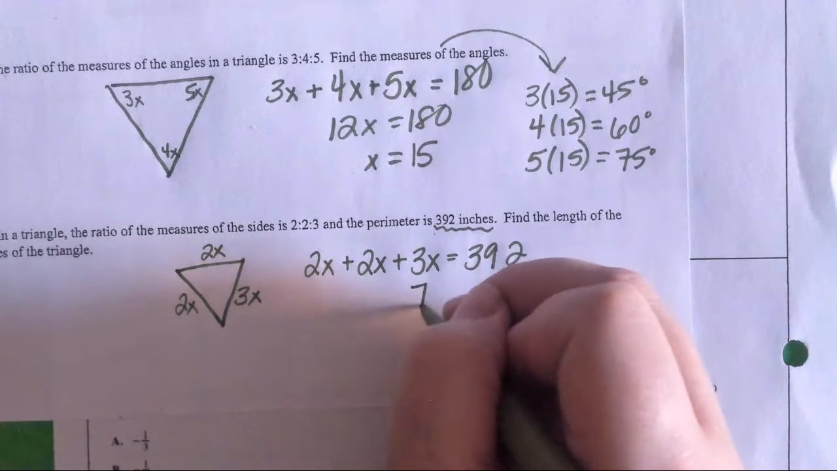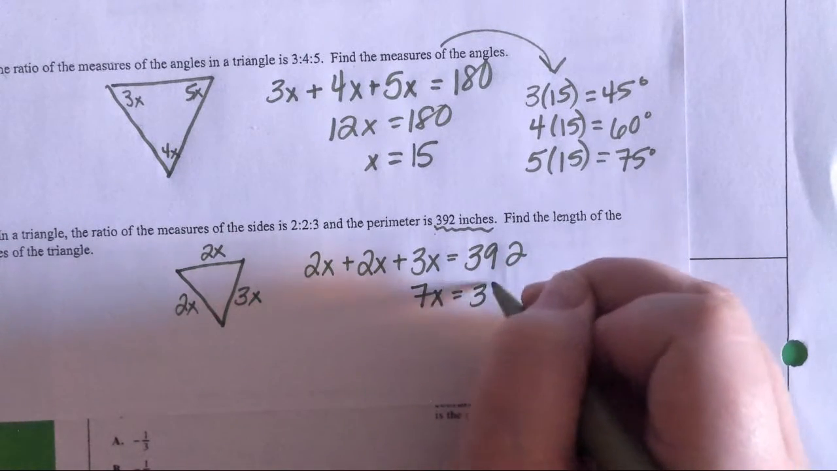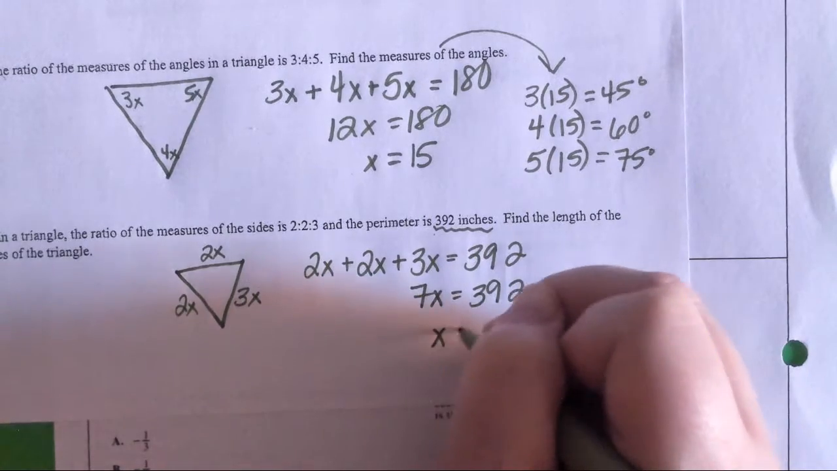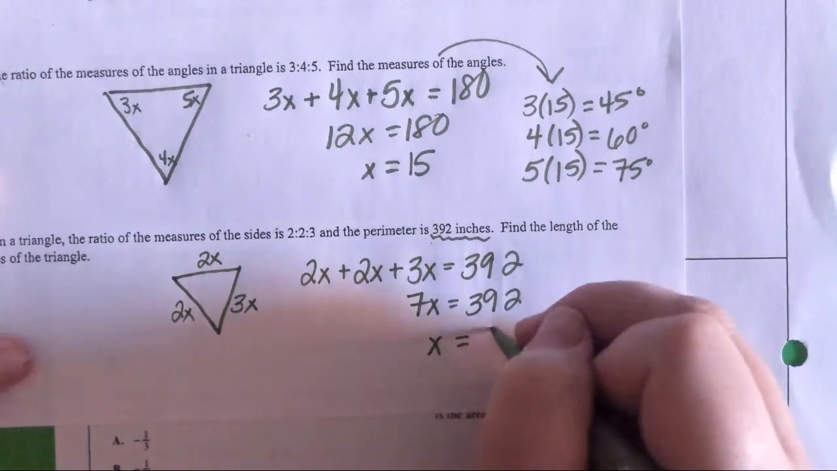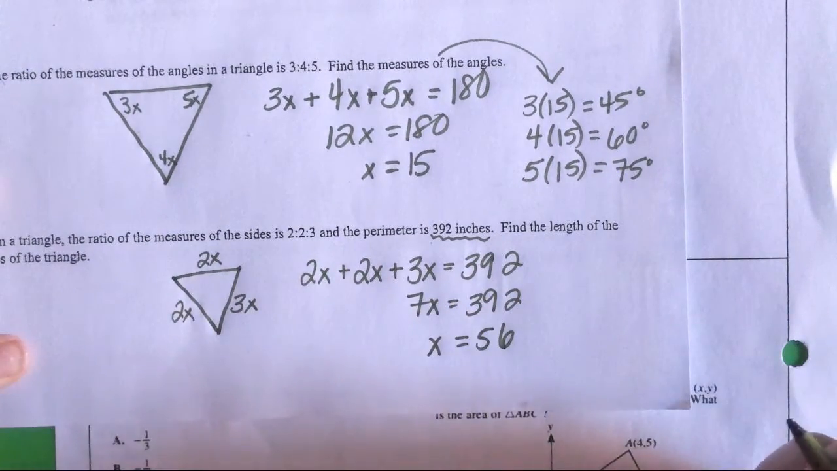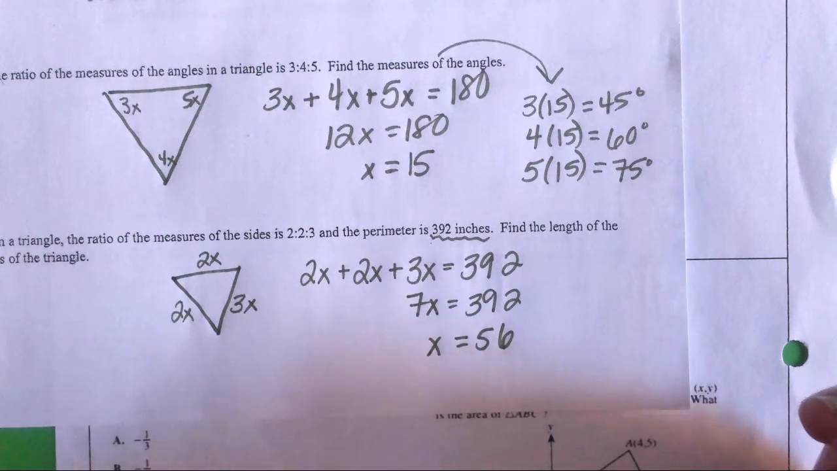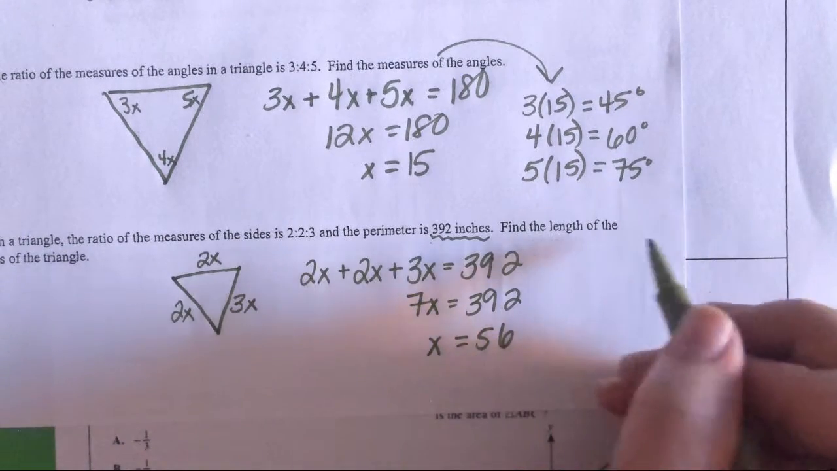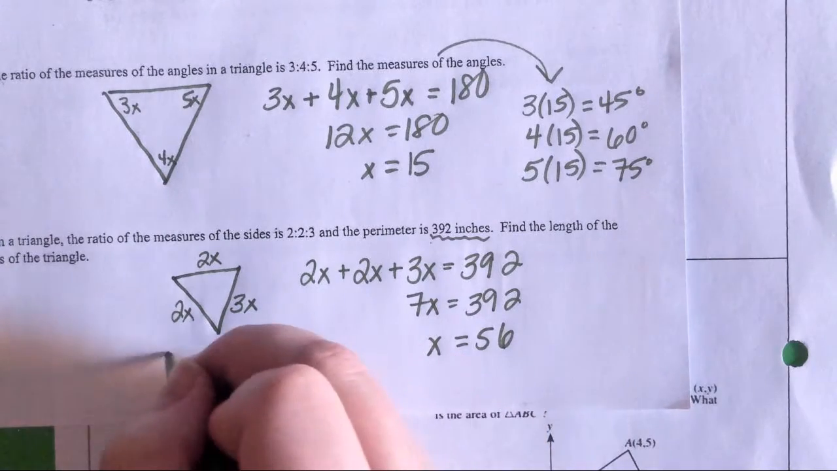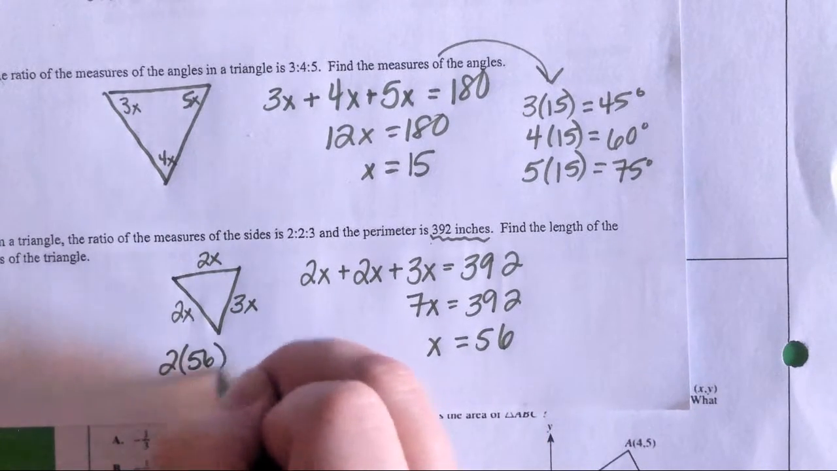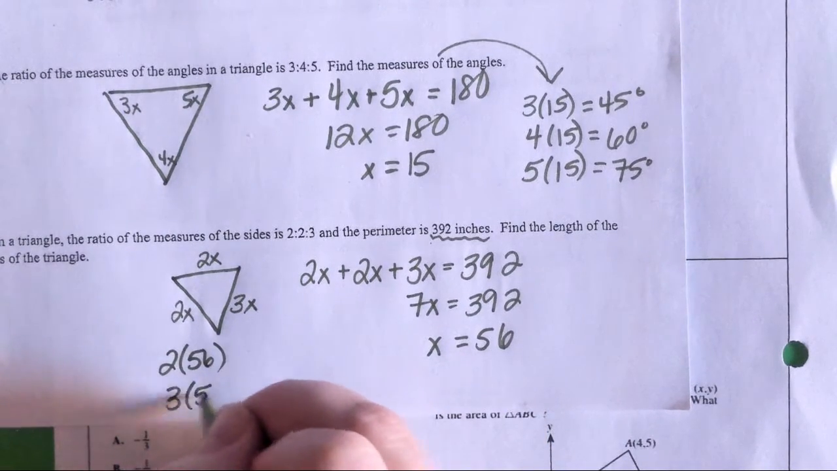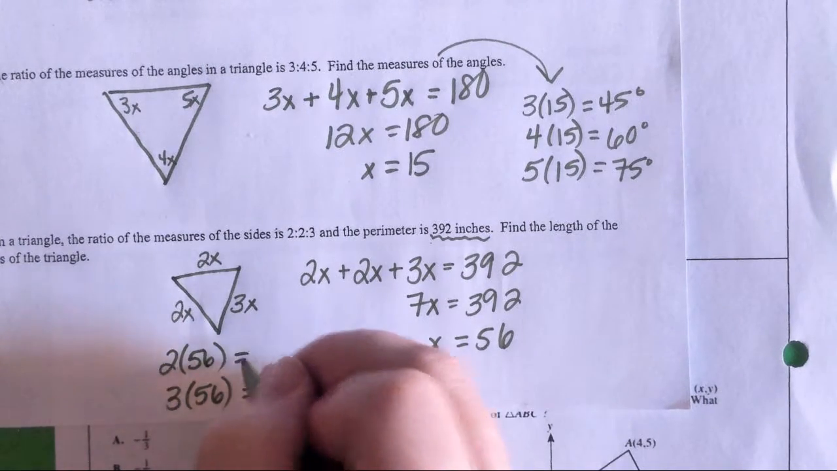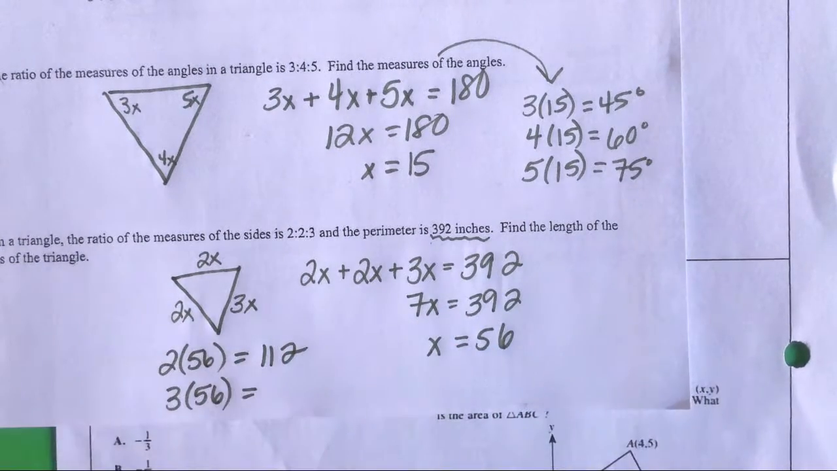So I get 7x equals 392. So x equals some number. What is it, 56? Okay, but again, it didn't say find x. It said find the length of these sides. So I have to plug it in. So 2 times 56 and 3 times 56. I think that's 112. That's 112. What's the other one?